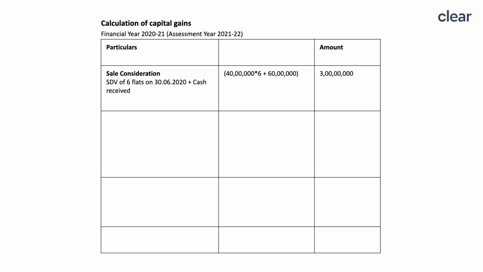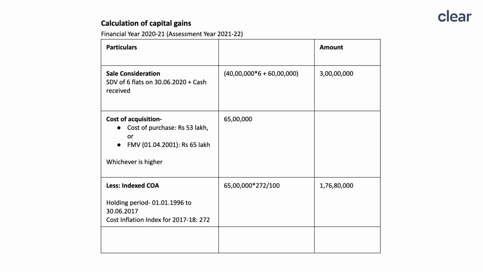Sale consideration is equal to stamp duty value on the date of issue of completion certificate of his share, that is 30/6/2020, plus consideration received in cash. As per section 55, the cost of acquisition of plot is 53 lakh or FMV as on 1/4/2001, that is 65 lakh, whichever is higher. Therefore, cost of acquisition of plot is 65 lakhs. Do remember, the holding period of residential plot shall be taken from 1/1/1996 to 30/6/2017 and not up to 30/6/2020. Hence, it is a long-term holding period. The long-term capital gain in this example is rupees 1.23 crore.